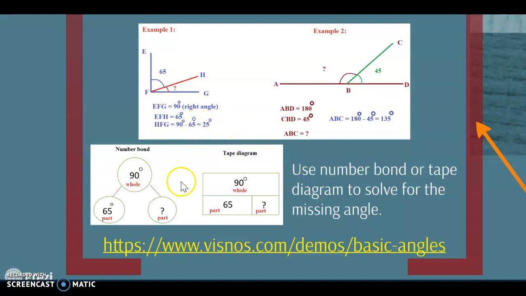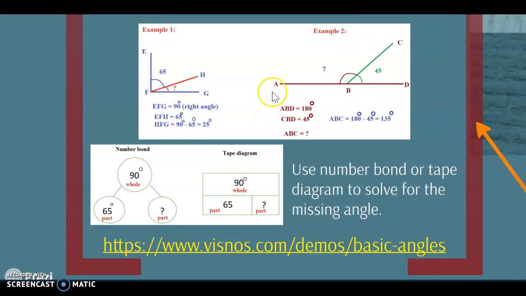It's up to you. The whole in complementary angles is 90 degrees. One of the parts in this example is 65. To get the other part, you take away 65 from 90 to get 25 degrees.